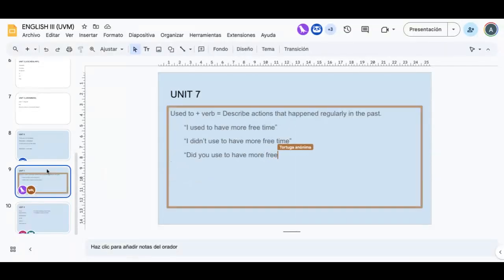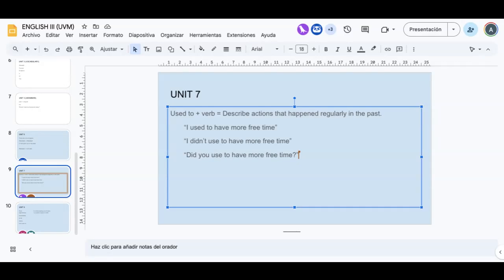Who wants to answer? I didn't use to have more free time, thank you. And did you use to have more free time? Exactly. Very good. You need to remember that in the affirmative sentence, we need to conjugate the verb use in its past form. And then, of course, we need to use the auxiliary for the past tense in the negative sentence and also in the question sentence.